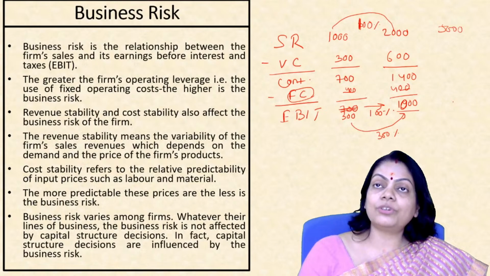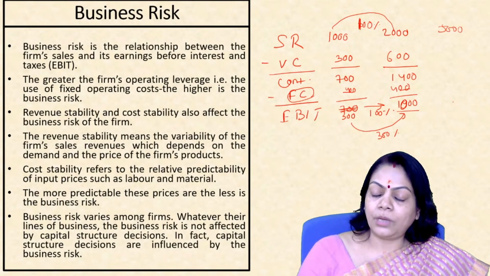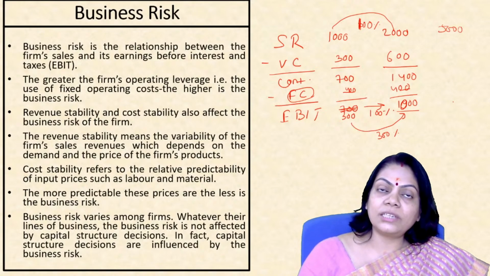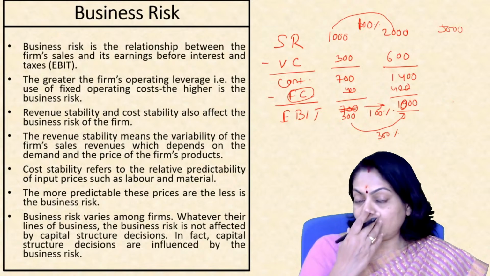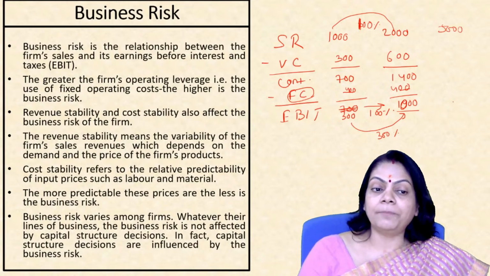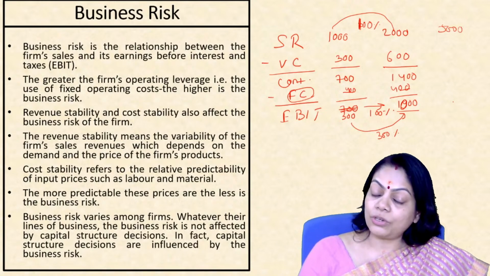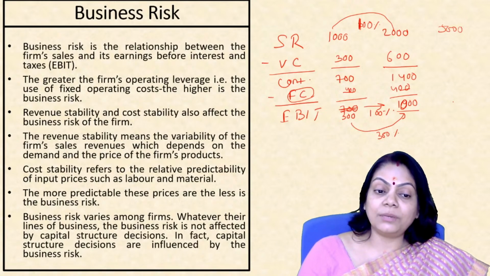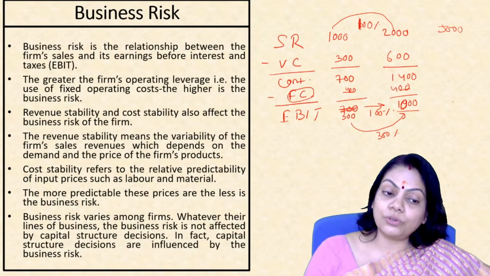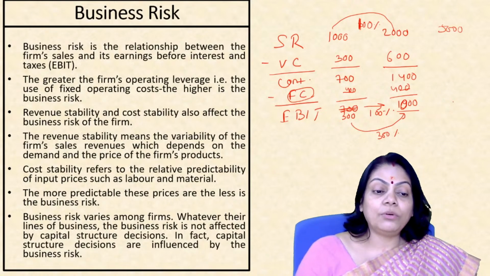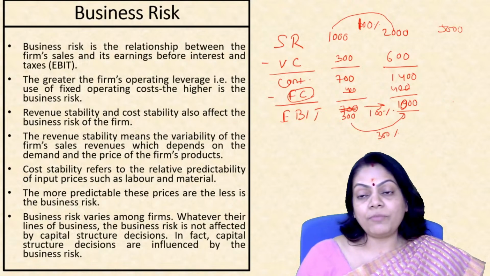Now, what are the costs? Cost is raw material price and the cost of operation. So that is your cost. If your input prices are constant and the other costs like salary and wages are constant, then you will have cost stability. Now, the more predictable these prices are, that means if the cost is stable and your sales revenue is stable, then your business risk is also quite low.